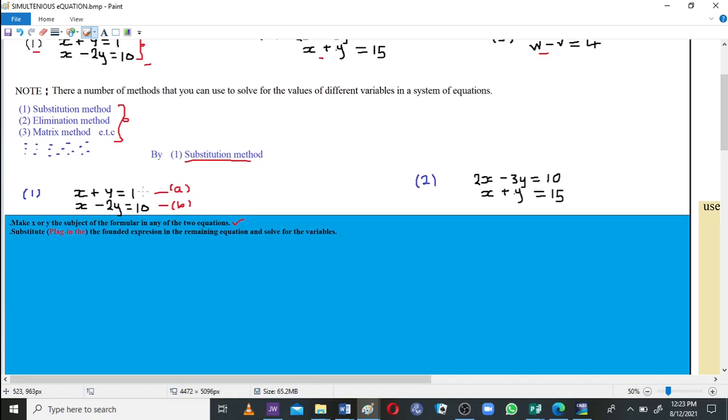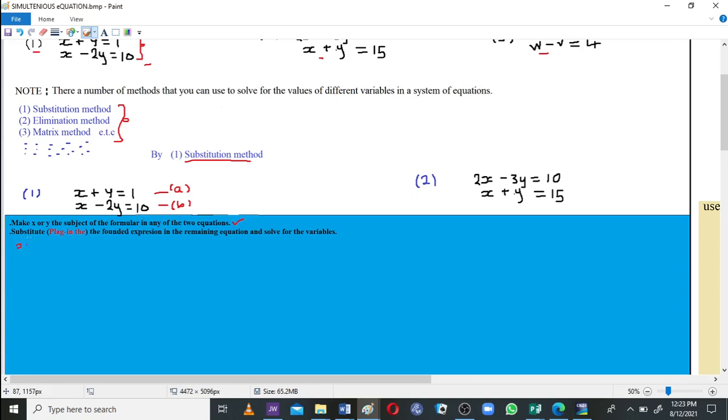So we have equation A. Equation A is very simple for us. We can easily make x or y the subject of the formula, right? So we are still on the first point, using substitution. So that is equation A.